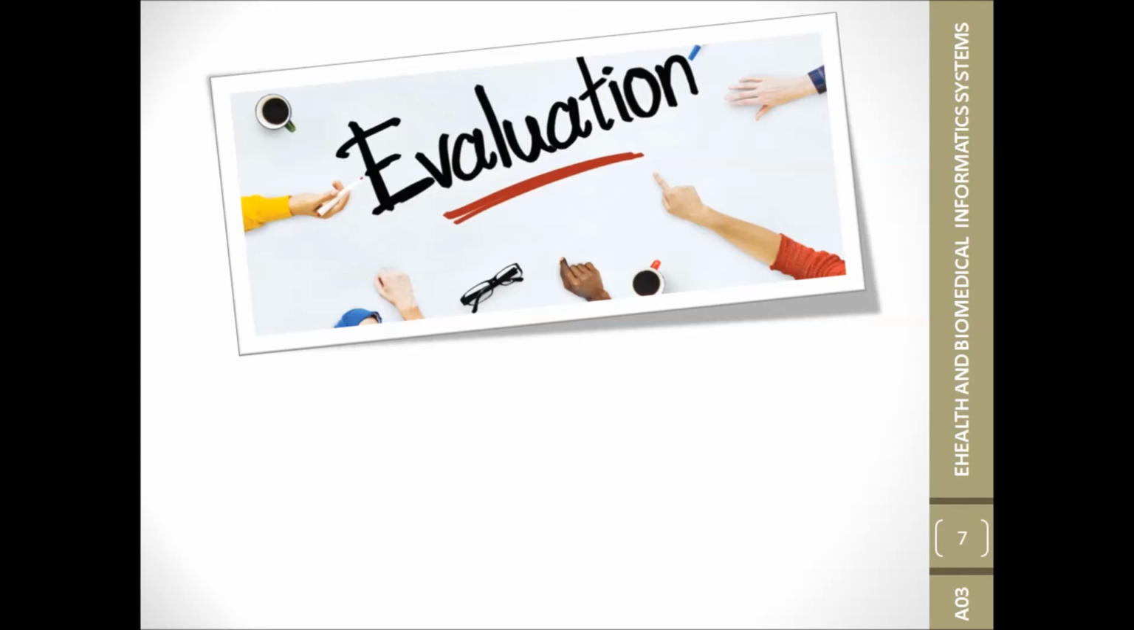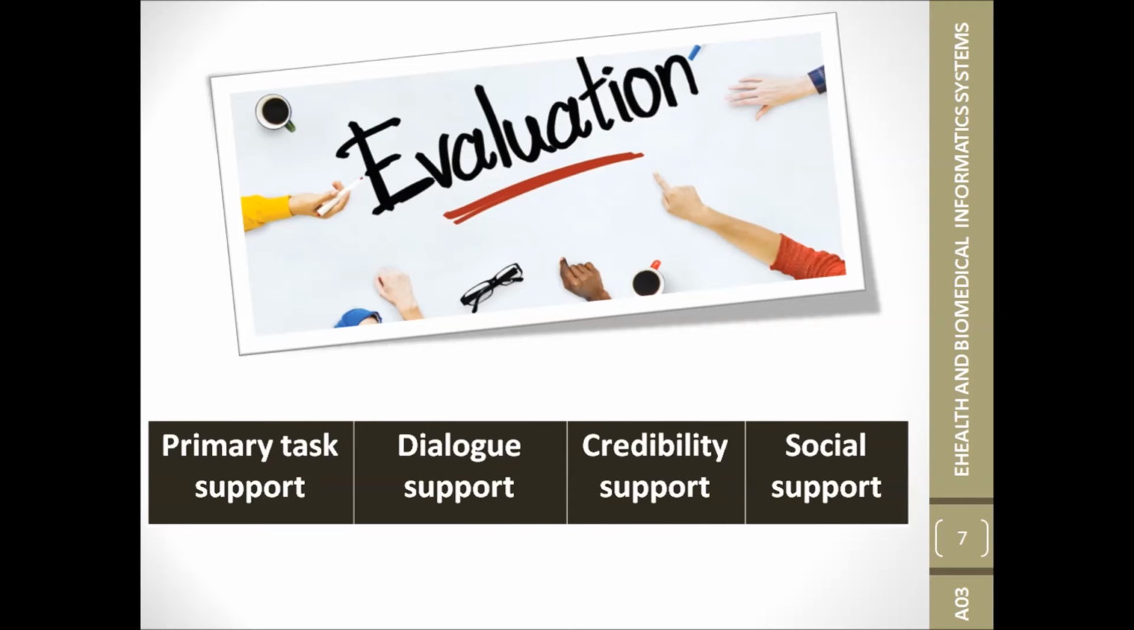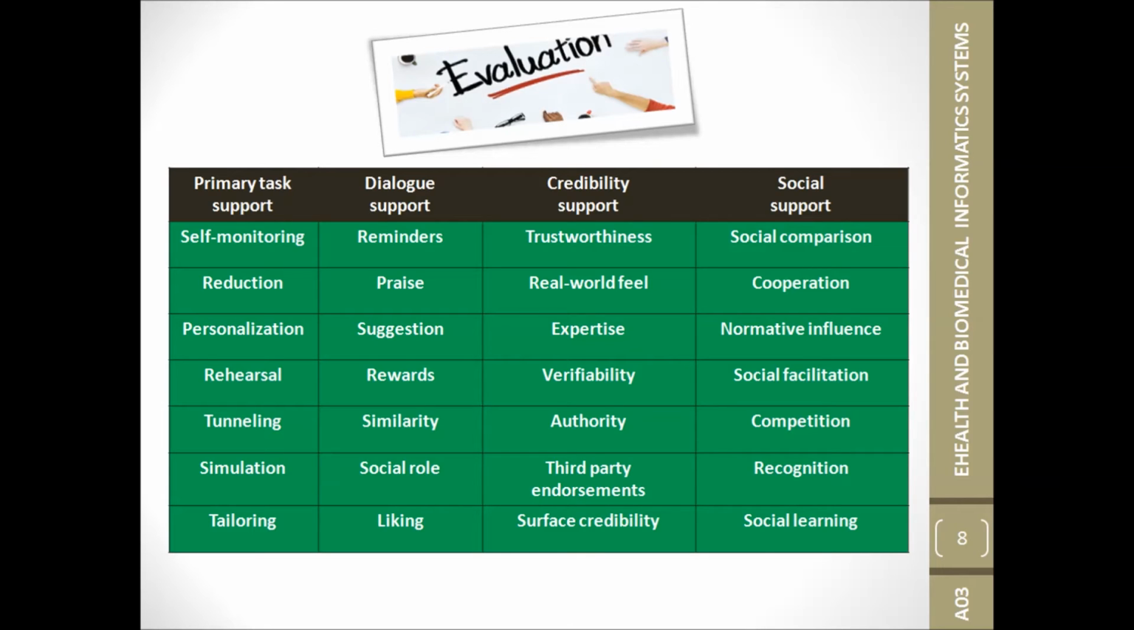The four main aspects to be evaluated in terms of persuasive system design are primary task support, dialogue support, credibility support, and social support. In the primary task support, we have some features to evaluate. First, self-monitoring. Second, reduction. Next, personalization and rehearsal. Then, tailoring and simulation. The last one is tailoring.